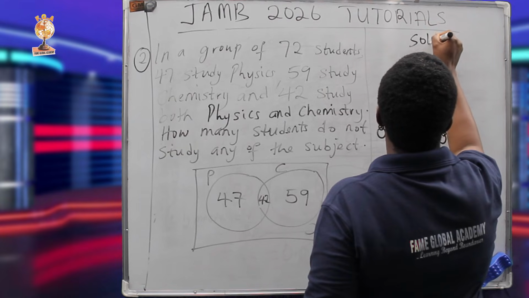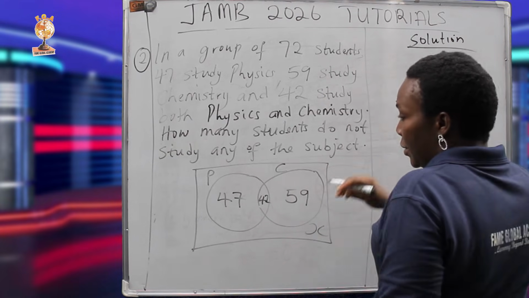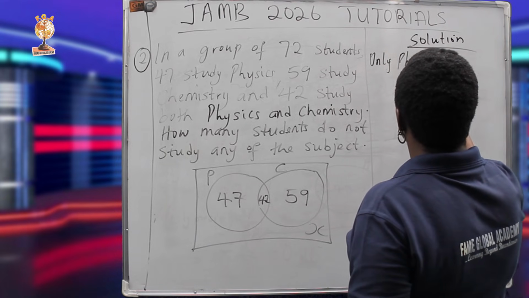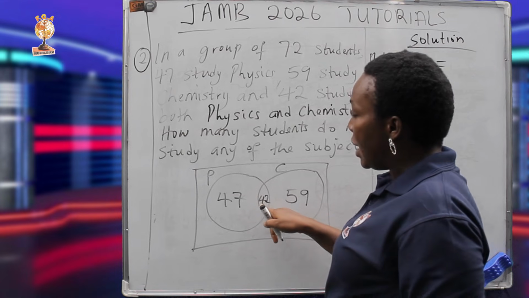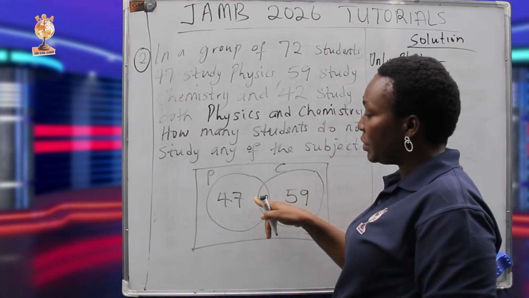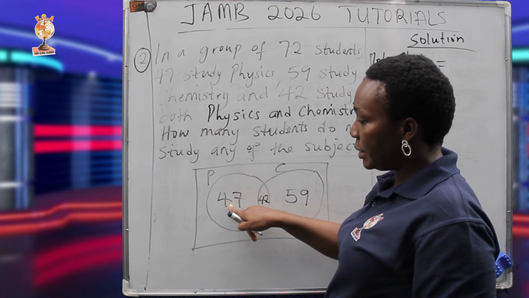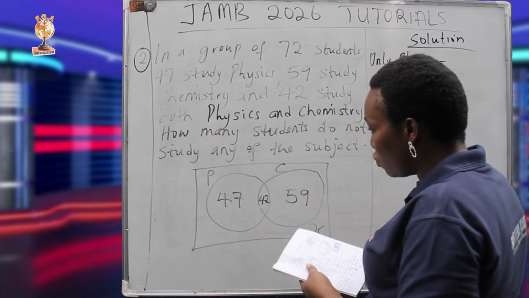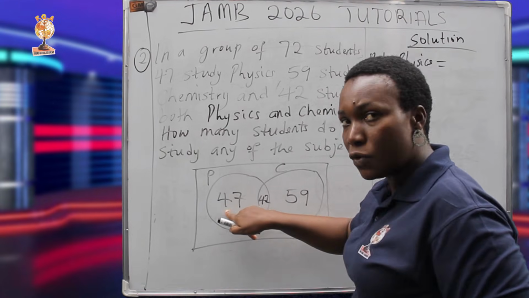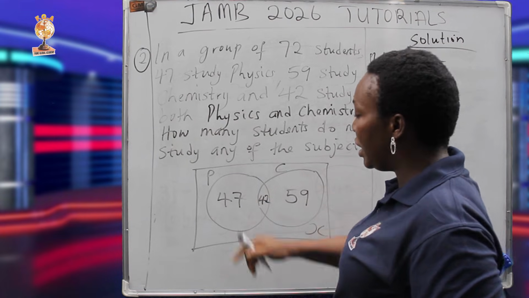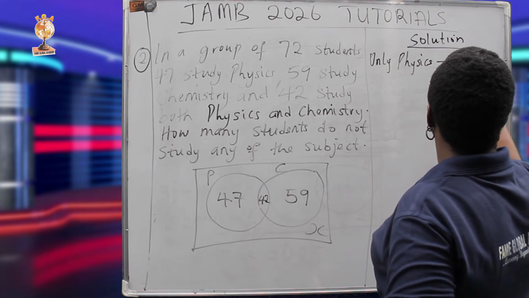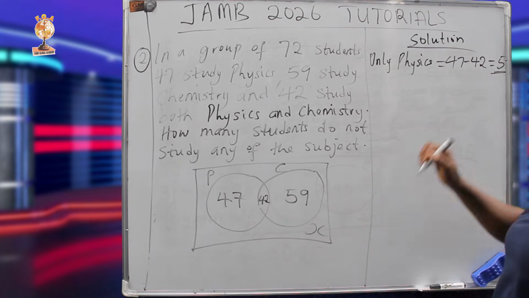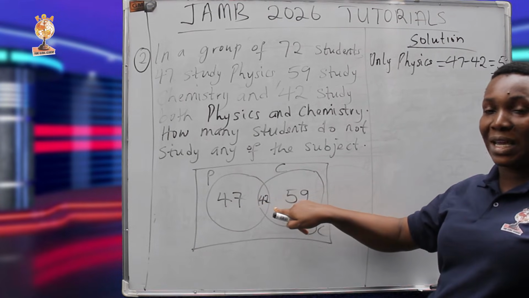Now, let's solve. Solution. Only physics is equal to, this is both physics and chemistry, and this is physics. For you to know only physics, you are going to subtract this 42 from this 47 to know those that study only physics. So you have 47 minus 42, and that will give us 5. So it is only 5 students that study only physics without chemistry.